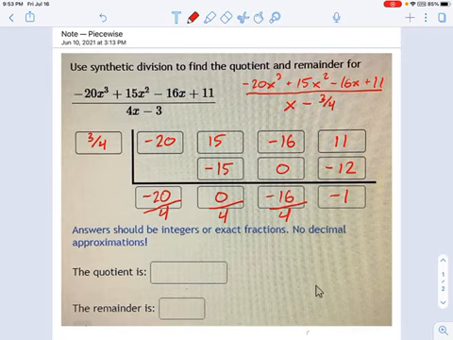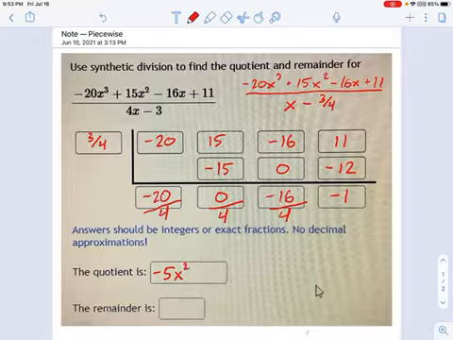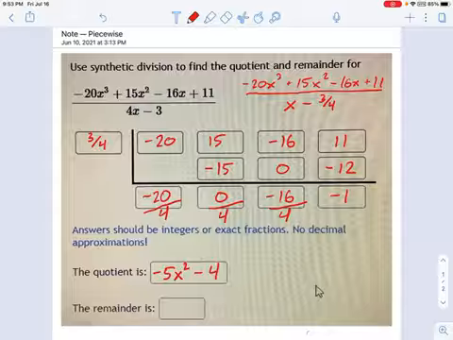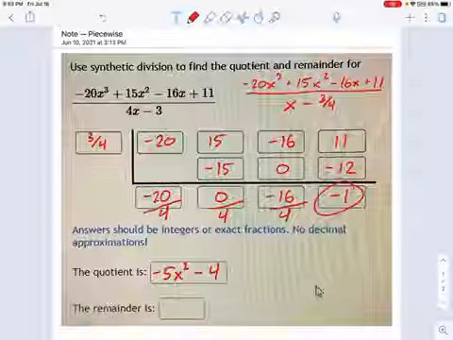So when you look at the coefficients of the quotient, it's going to be negative 5x squared, not negative 20x squared. There's still a 0 for x. And then when you get to the constant term, it's negative 4 instead of negative 16. Okay? Now, the remainder is a little bit different. The remainder just is what it is. You don't have to divide it by 4.